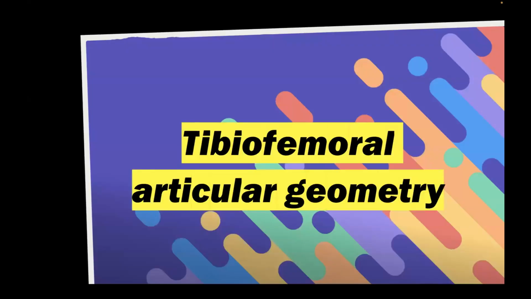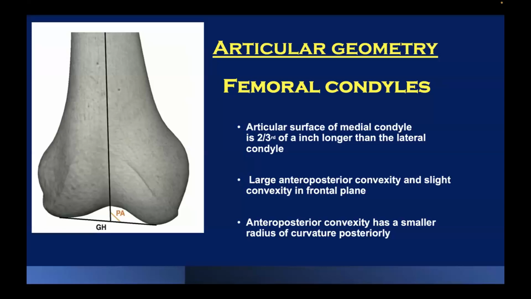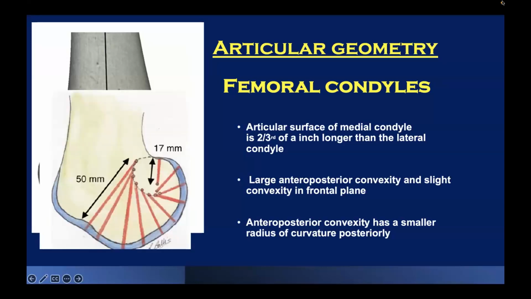So let's discuss the tibiofemoral articular geometry. The articular surface of the medial condyle is 2/3 of an inch longer than the lateral condyle. There is a large anteroposterior convexity and a slight convexity in the frontal plane. And the anteroposterior convexity has a smaller radius of curvature posteriorly, as shown in the figure.